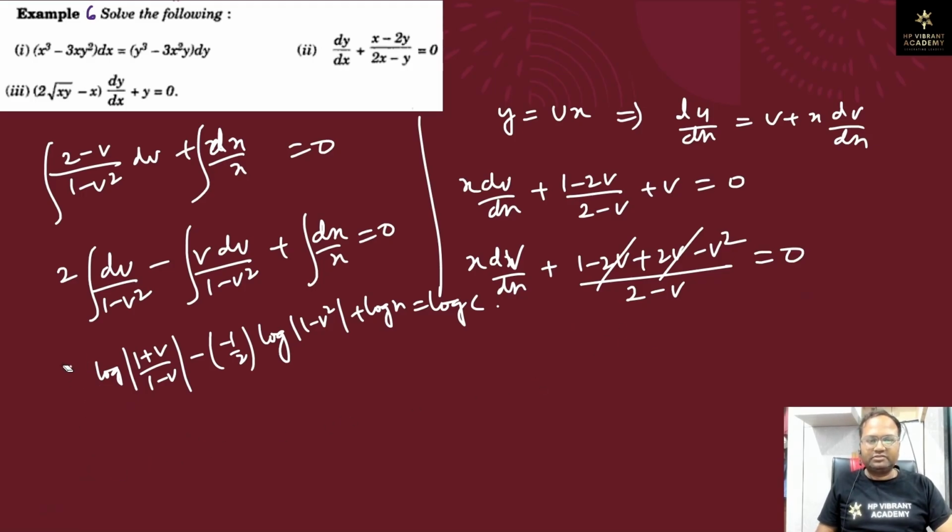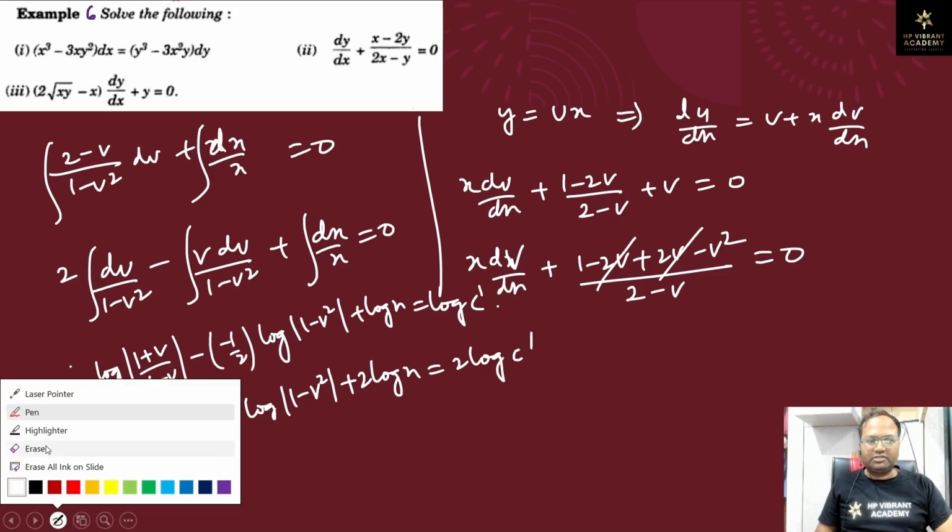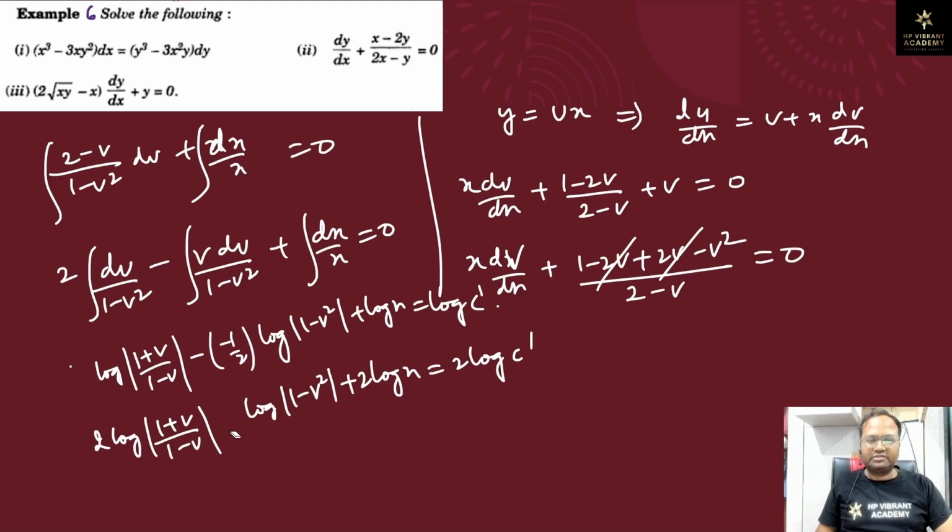This gets cancelled. So we have this as, let us multiply throughout by 2. क्या होगा देखो, 2 log (1 plus v upon 1 minus v) minus log of (1 minus v square) plus 2 log x. Let us take this as c dash, so is equal to 2 log c dash. ठीक है. Let us further simplify this. Sorry, this is plus, minus of minus is plus. ठीक है. So let us further simplify this.